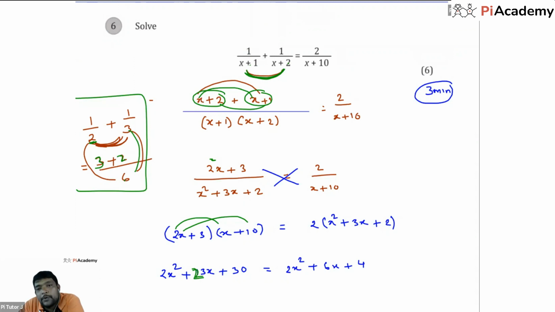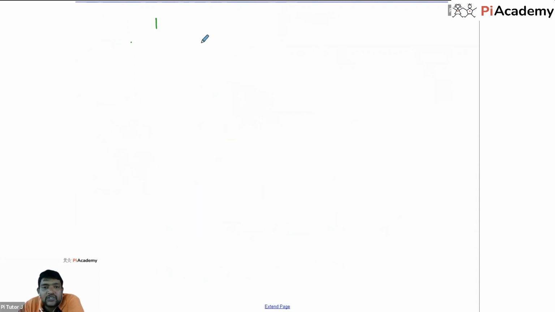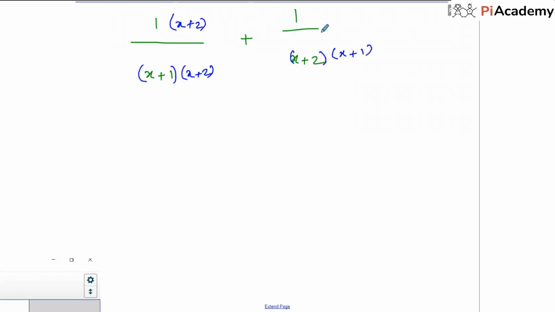Now let me write it big. You have 1 over x plus 1 plus 1 over x plus 2, right? Now see, to make it common, I can do this. Since this is x plus 1, I'll multiply this with x plus 2, and I'll also multiply by x plus 2 here. And here, I'll multiply by x plus 1 and also by x plus 1 here.